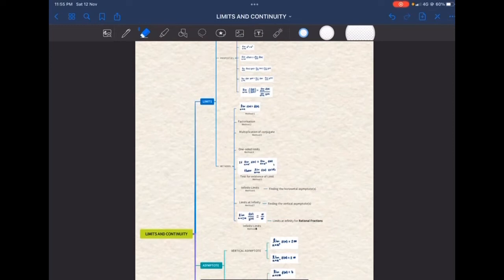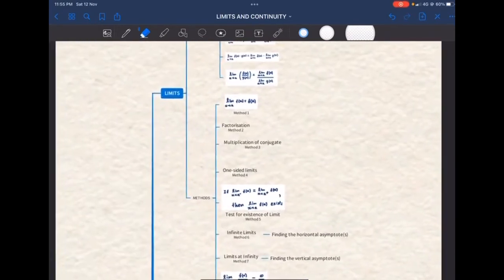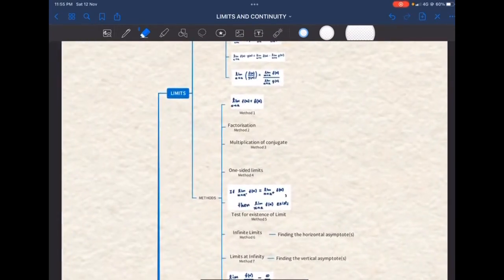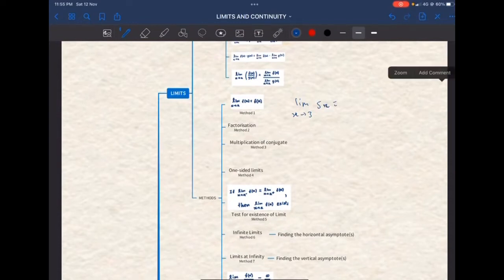Let's take a look at the methods for limits. So method 1 would be subbing the value of a into x directly. So for example, let's say when we have limit x approaching 3, 5x. So we could solve this equation by substituting 3 directly into x. So it would be 5 times 3. So the limit of this function would be 15.